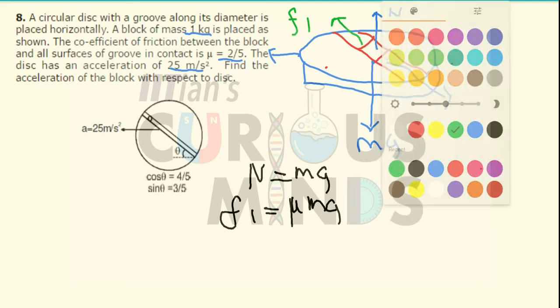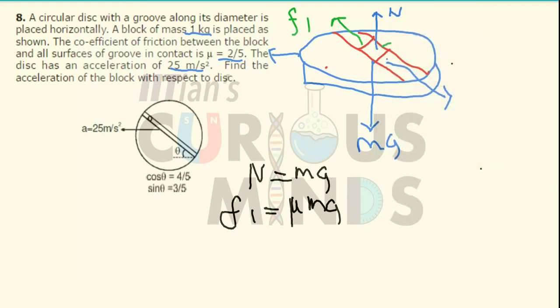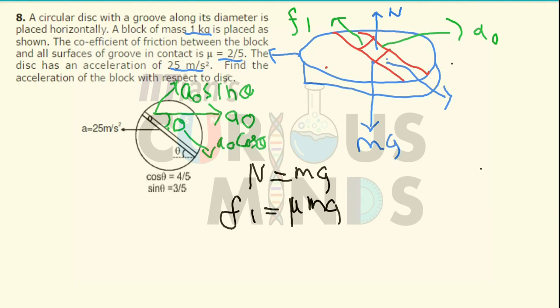Now if the block slides in this direction, there will be a pseudo force which acts in this direction, which will be equal to A naught. If I draw it over here, there will be a pseudo force which acts in this direction, equal to A naught. Its component in this direction, this angle is theta, so by alternate angle this angle will also be theta, will be A naught sin theta, and along the direction of the groove it will be A naught cos theta.